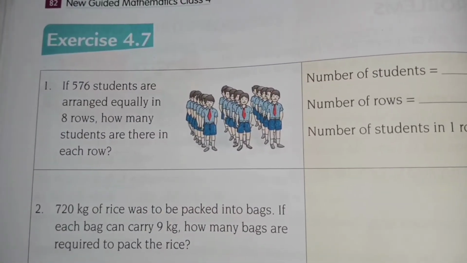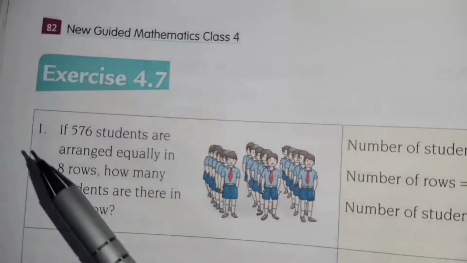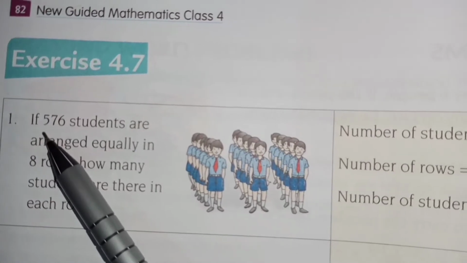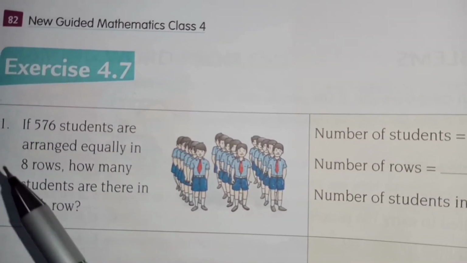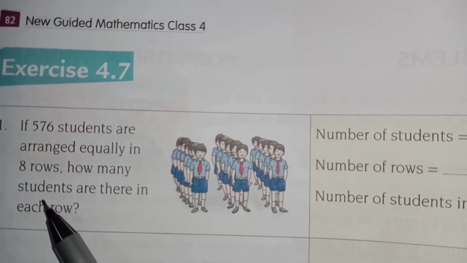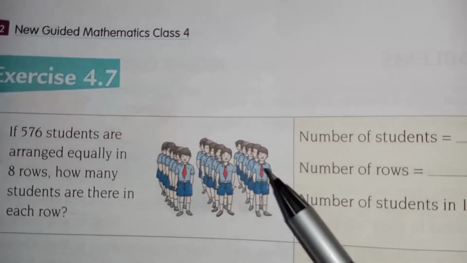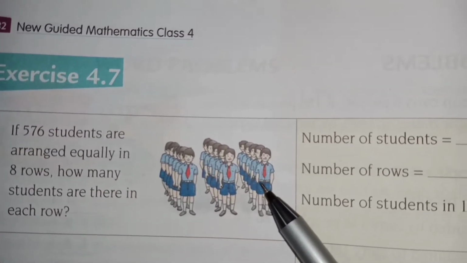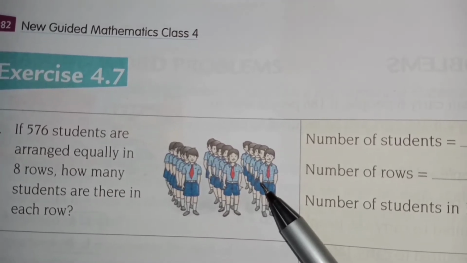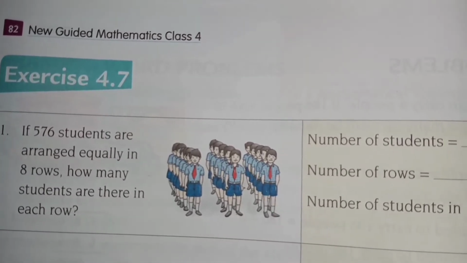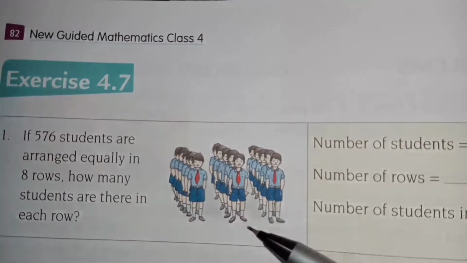Now let's start with question number 1. What is question number 1? If 576 students are arranged equally in 8 rows, how many students are there in each row? There are 8 rows. Like you also stand in the assembly in the line, so there are also rows. In the same way the students are standing in the rows.